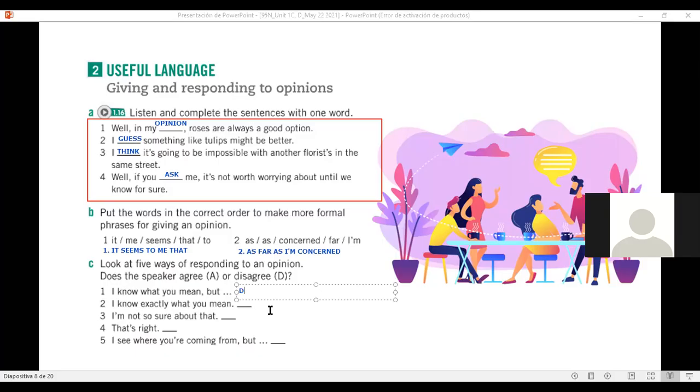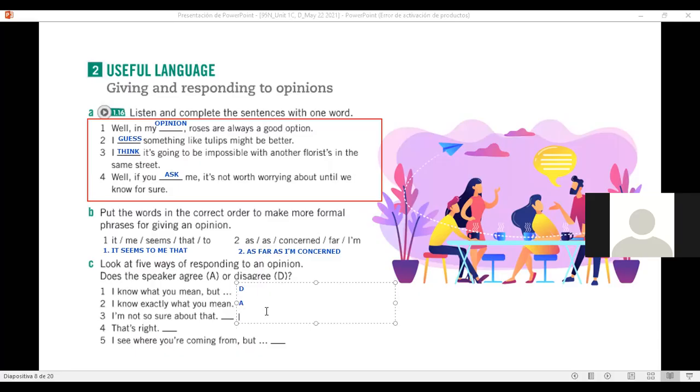I know exactly what you mean. Agree or disagree? Agree. Perfect. Yes. To agree. I'm not sure about that.